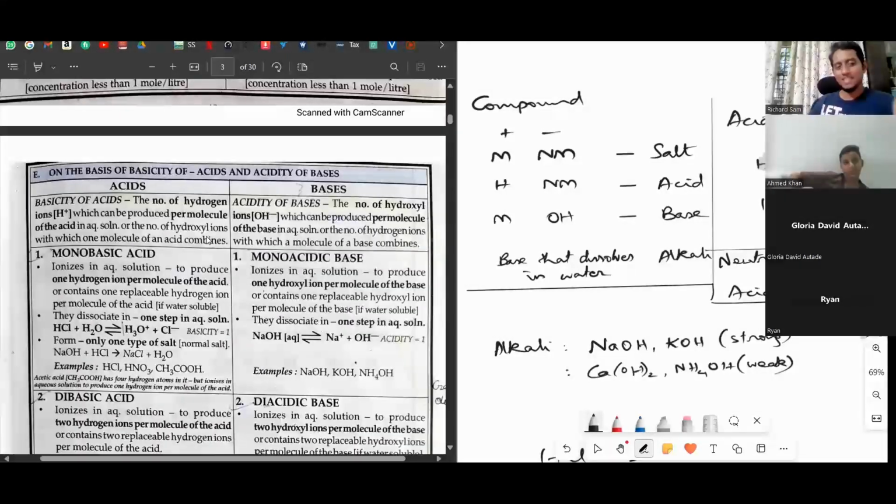The next topic I will explain in less detail, and in the next class I will explain it in more detail. The next topic is the basicity of acids and the acidity of bases. They've mixed up the words. For acids, we call it basicity, and for bases, we call it acidity. It's very simple. The basicity of acids just means the number of hydrogen ions present in that acid.